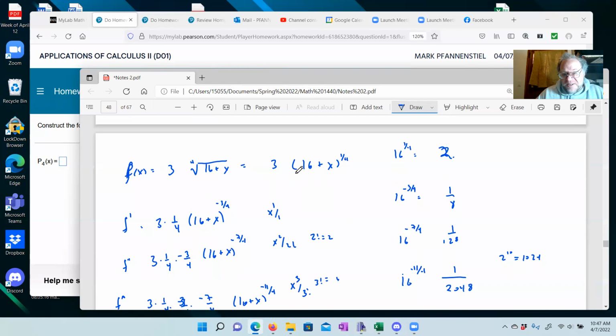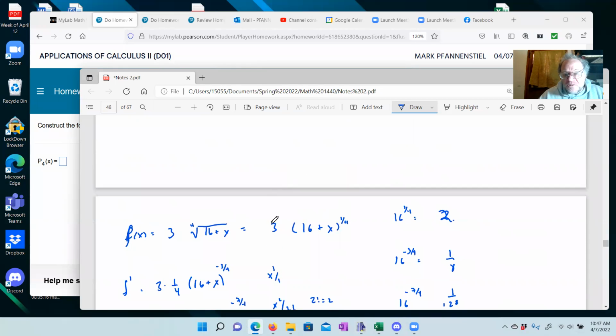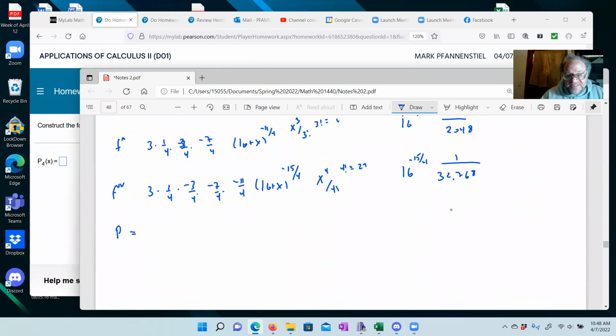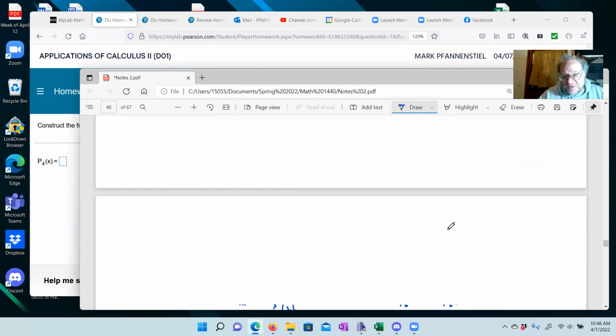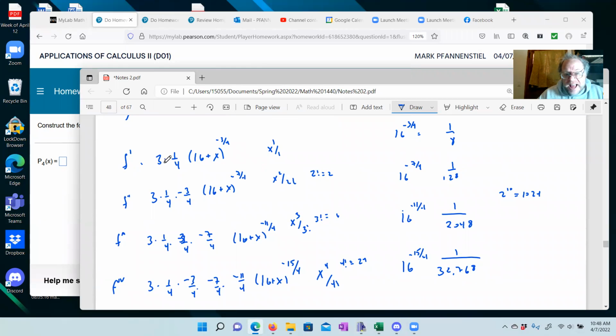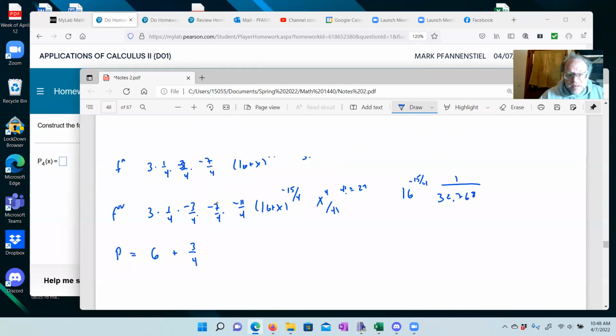All right, so now it's time to start putting them together. My polynomial here, for the first one, we're just going to have 3 times 2. So this first one is just going to be 6. There are no x's in here because it's x to the 0. We're going to be okay. For the next one, we're going to have 3 times a quarter. So this is plus 3 times a quarter.